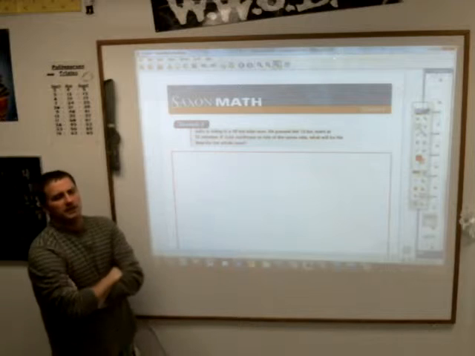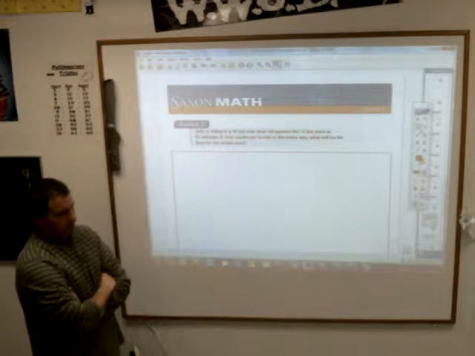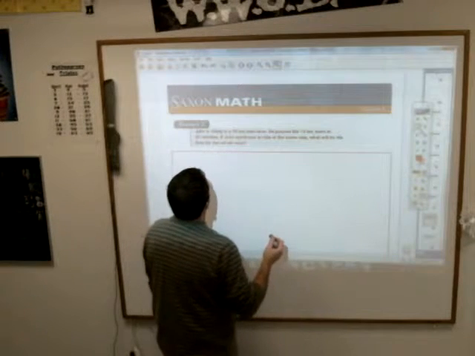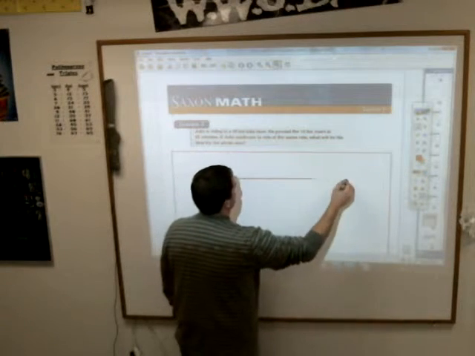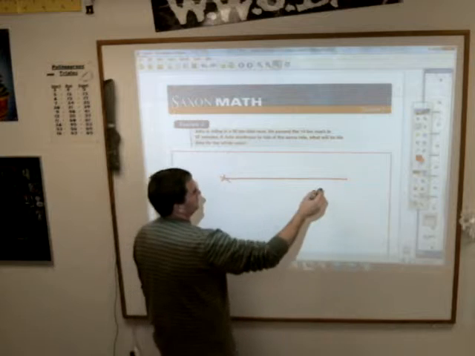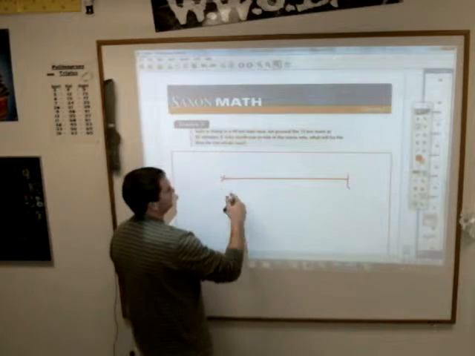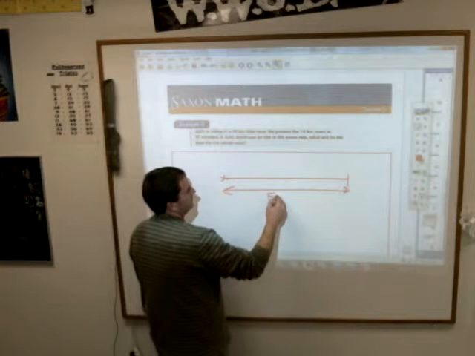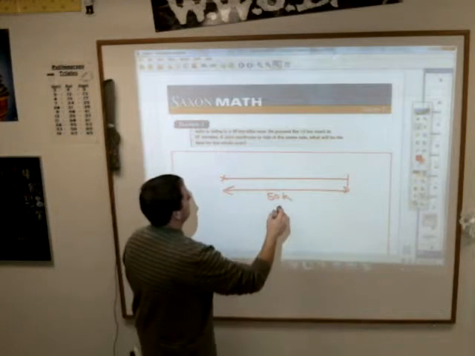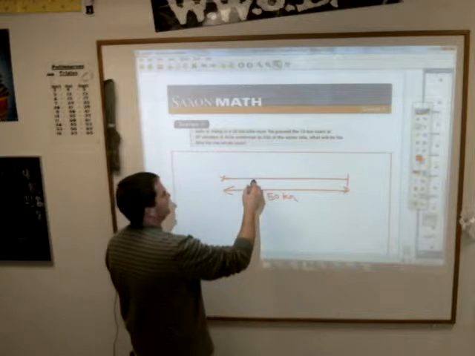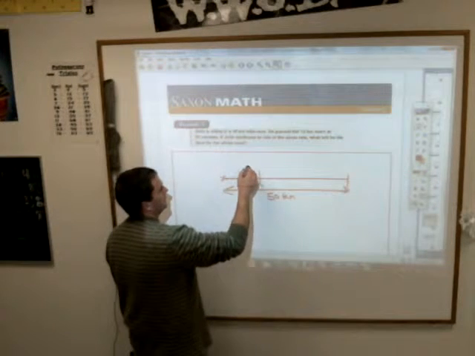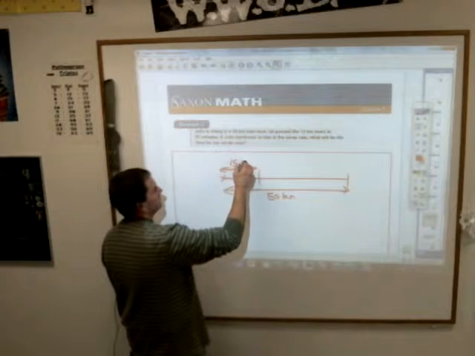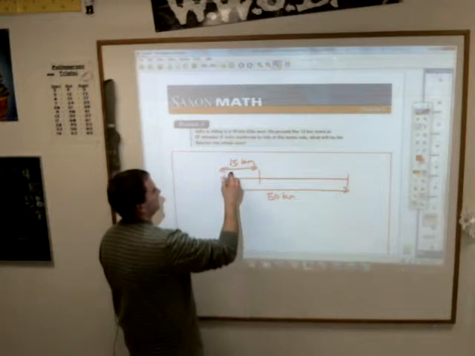Lauren Daffenberg says, well, you can draw a picture for this. I would go for that, although I don't know if it's necessarily going to get you where you're going. The whole race is what, 50 kilometers? 50 km. He passed the 15-kilometer mark. Here's the 15-kilometer mark. In how long? In 27 minutes.